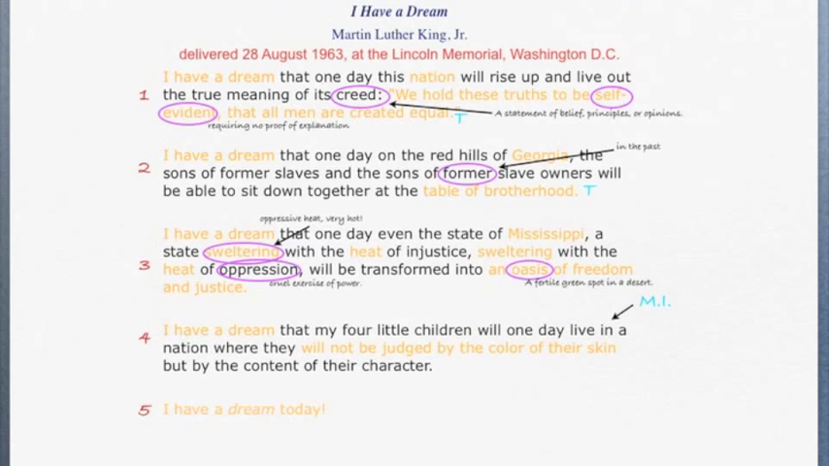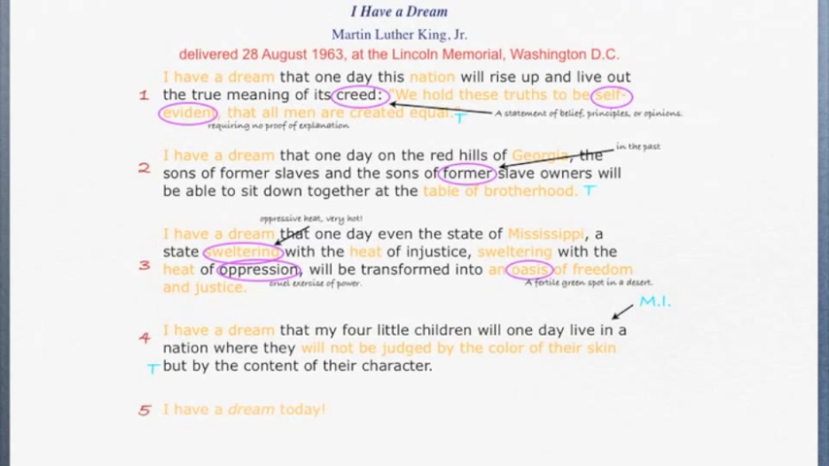And finally, I'm going to put a little T next to not be judged by the color of their skin, but by the content of their character. Because, again, Martin Luther King just spells it out for us right here, exactly what he wants, exactly what the problem is, and what the solution should be.